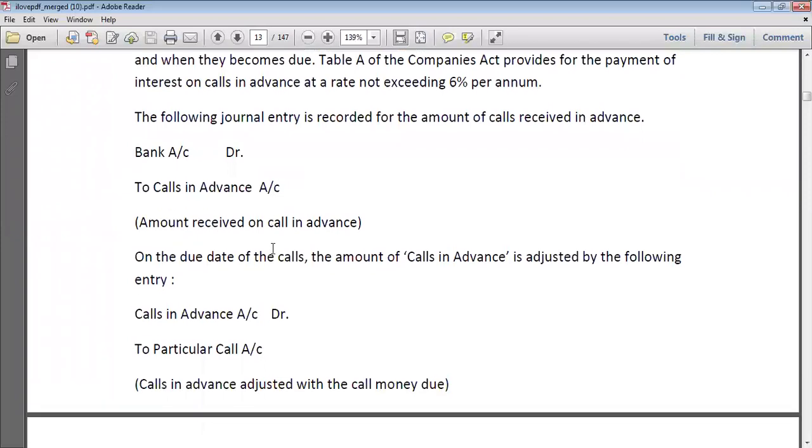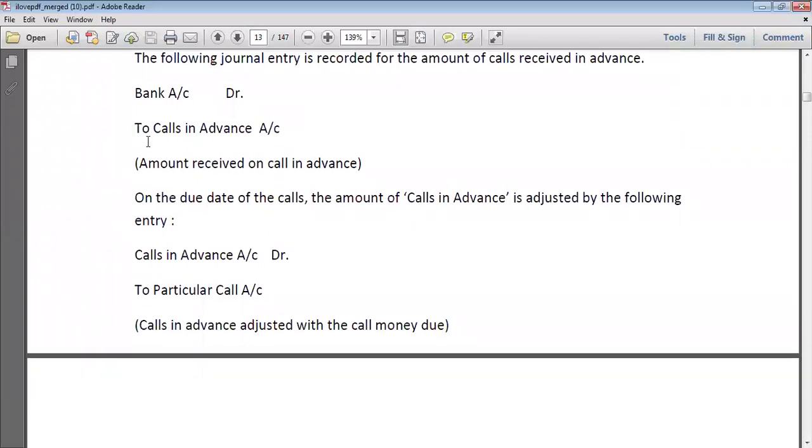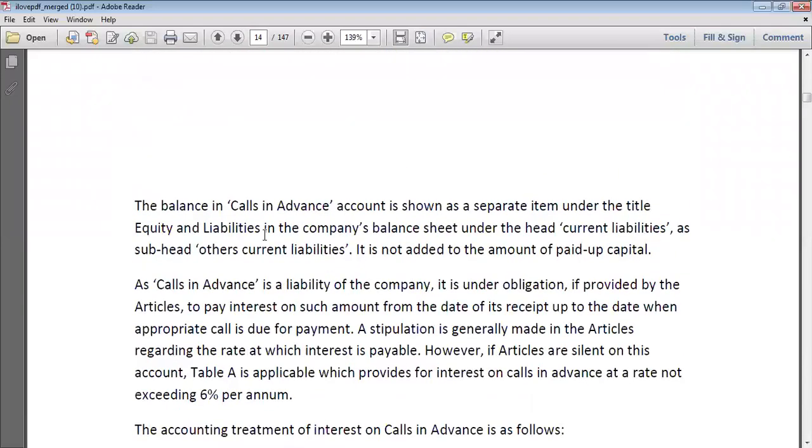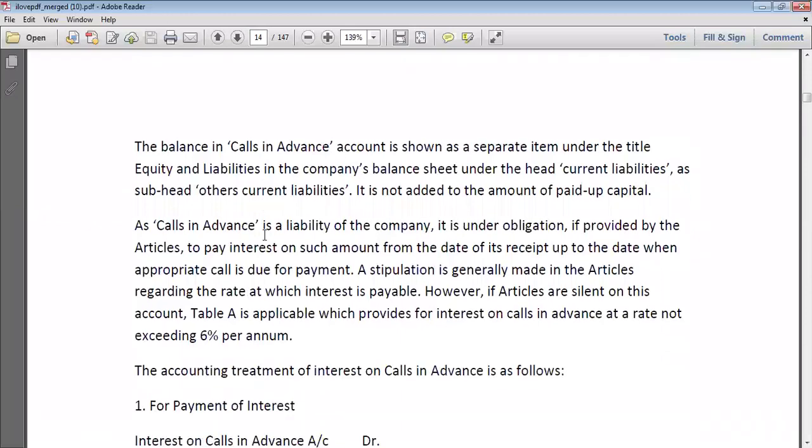Now this calls in advance has to be adjusted with the calls to which it relates. So what second entry will be passed? Calls in advance account debit to the particular call. It may be allotment, it may be the first call, or it may be the second call. So the entry may be calls in advance account debit to first call or to second call, whatever the case. So this is all about calls in arrear and calls in advance. One more thing: on calls in advance, the company has to pay interest to the shareholders, and the interest rate will be maximum 12%.